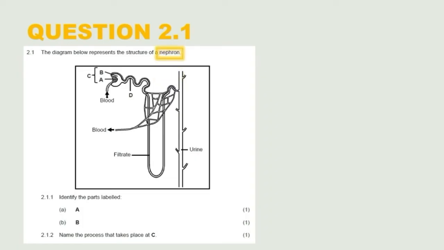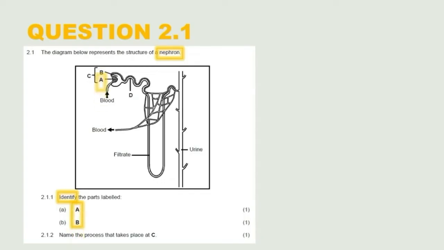So let's read through question 2.1. In the given diagram, they have given you a structure which represents the nephron. The nephron is the structural and functional unit of the kidney, and this is where reabsorption of various substances takes place.